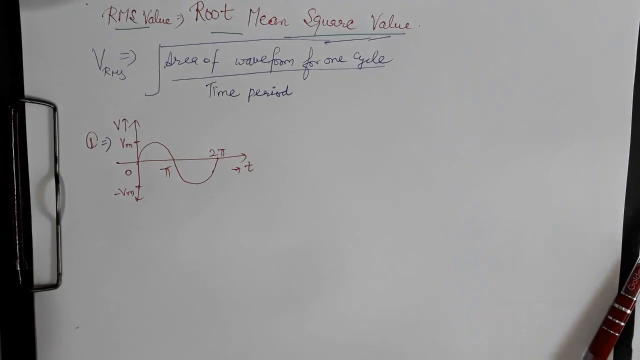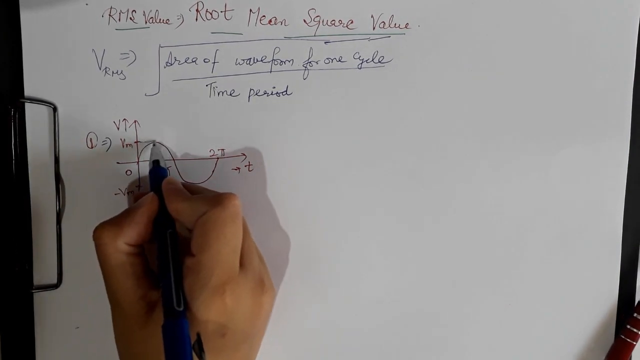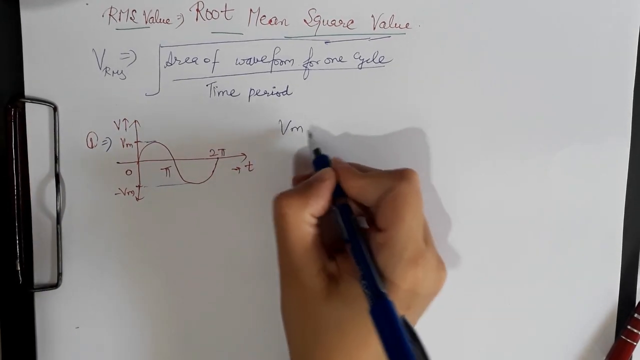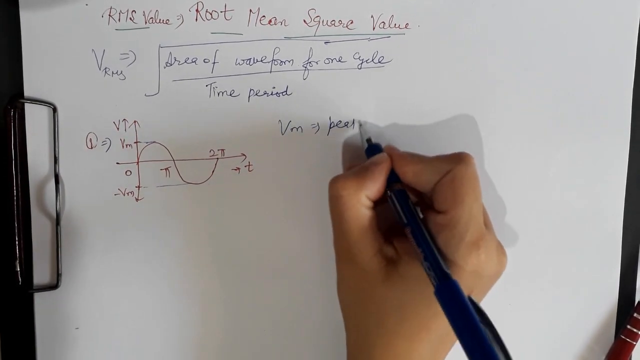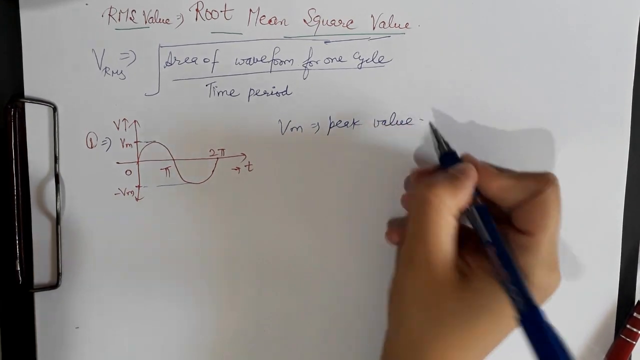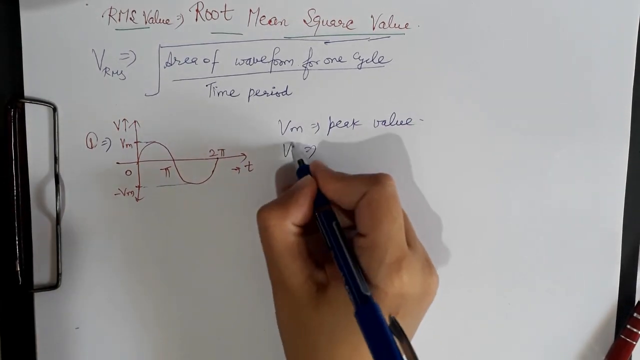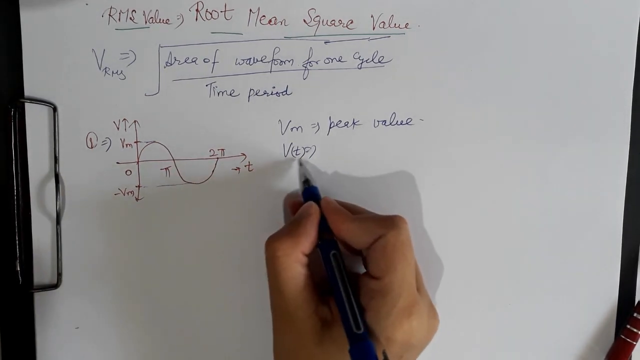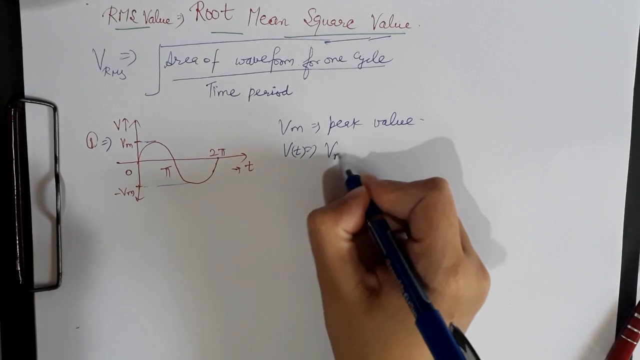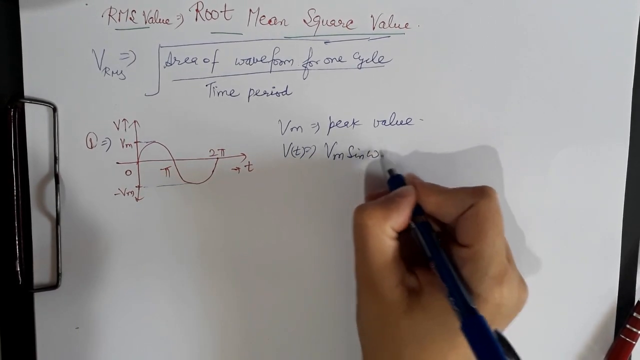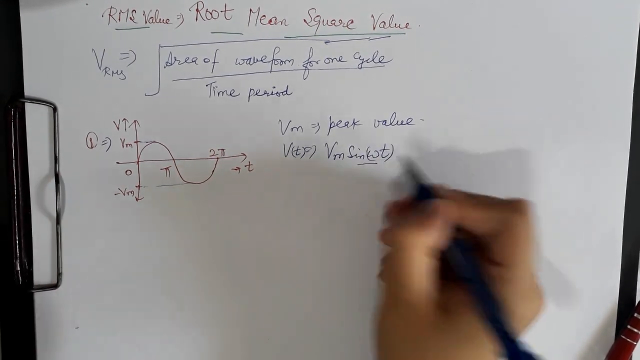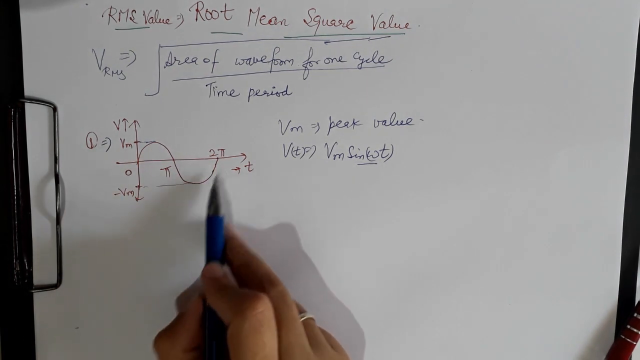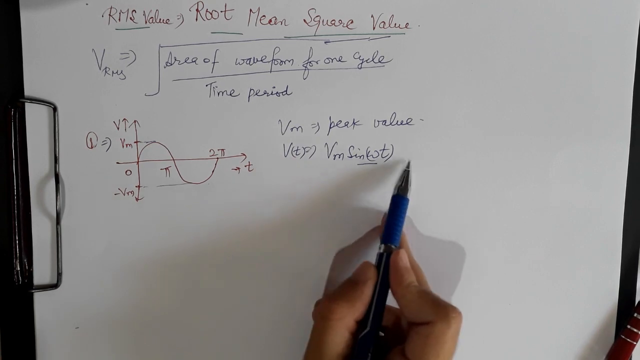Friend, जो peak value होती है, see, this is the peak value. Vm is the peak value of this waveform. So Vm here is peak value, and this curve is v of t. This is varying with time, so v as a function of t is Vm sine of omega t. The equation of this waveform is v of t is Vm sine of omega t.